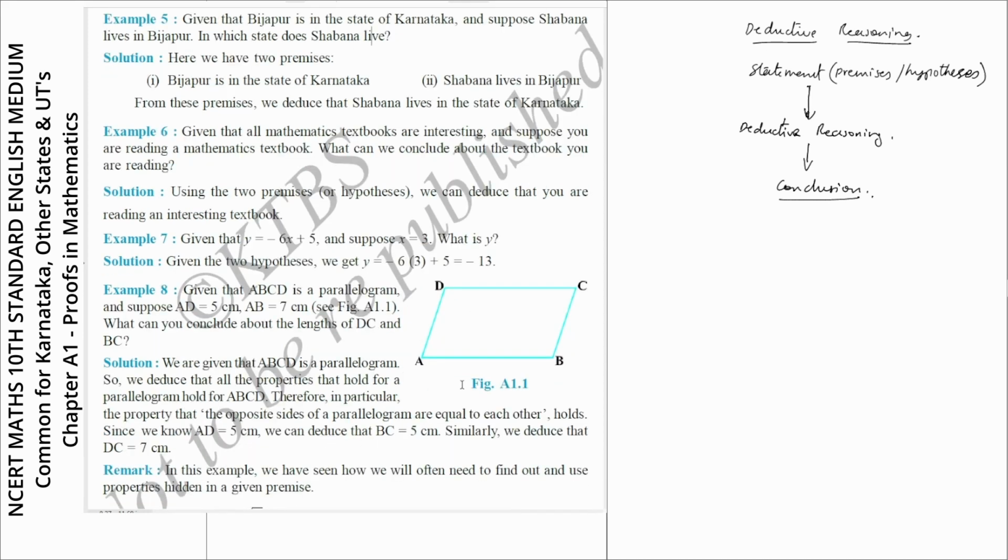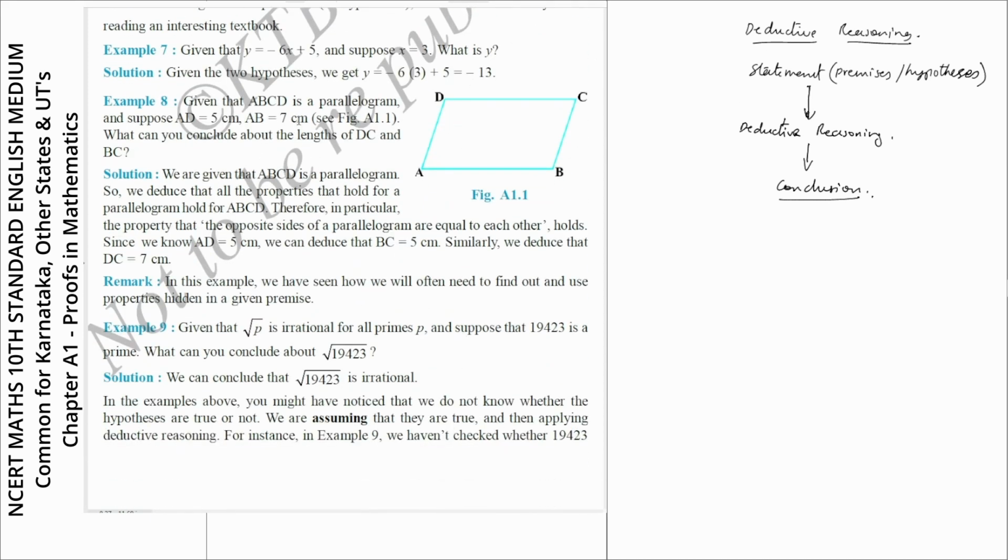Example 8: given that ABCD is a parallelogram and suppose AD is 5 centimeter and AB is 7 centimeter. See figure A 1.1. What can you conclude about the length of DC and BC? What is the length of DC and BC? So this is also very simple.